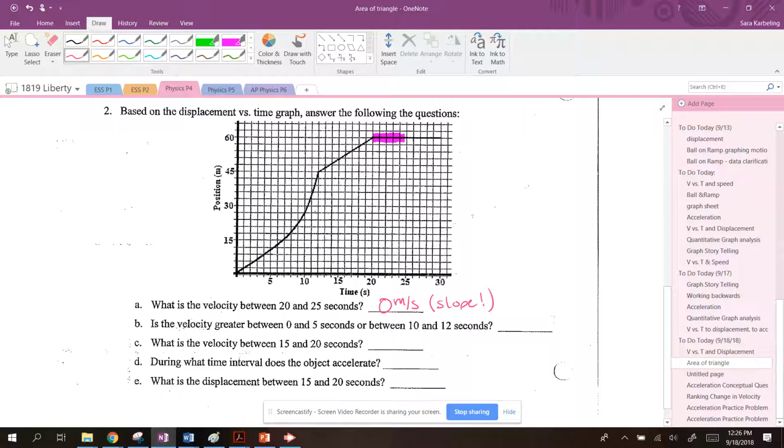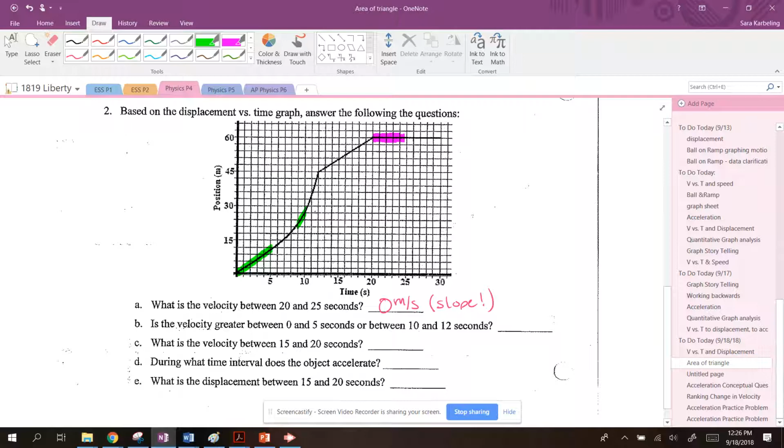Is the velocity greater between 0 and 5 seconds or between 10 and 12 seconds? What am I looking at? What part of the graph am I looking at? Between 0 and 5 seconds. So here's 0 to 5 seconds. Here's 10 to 12 seconds. In which case am I going faster?